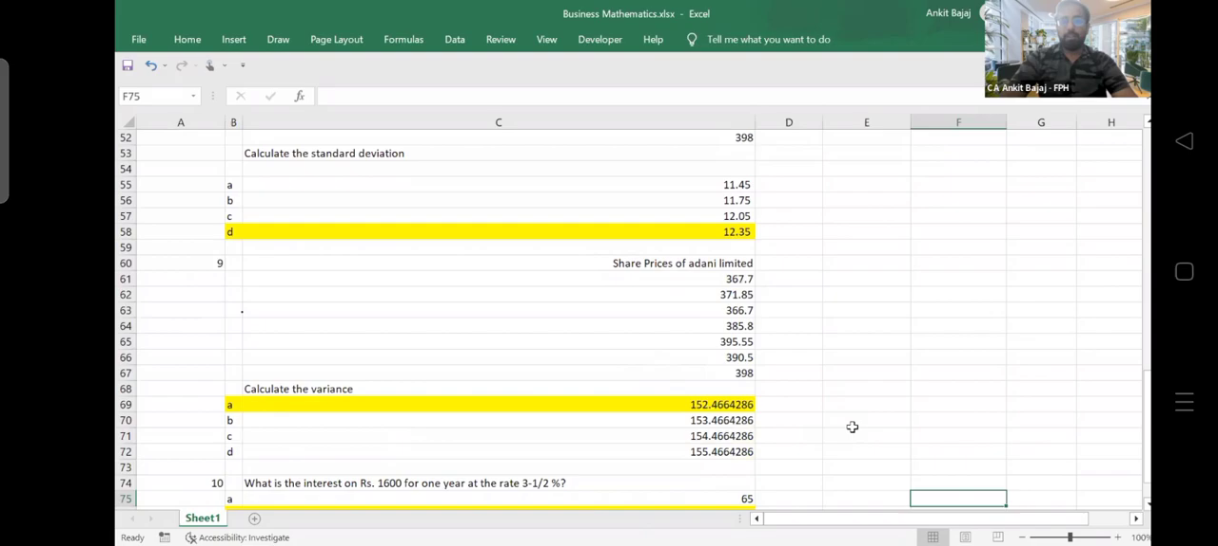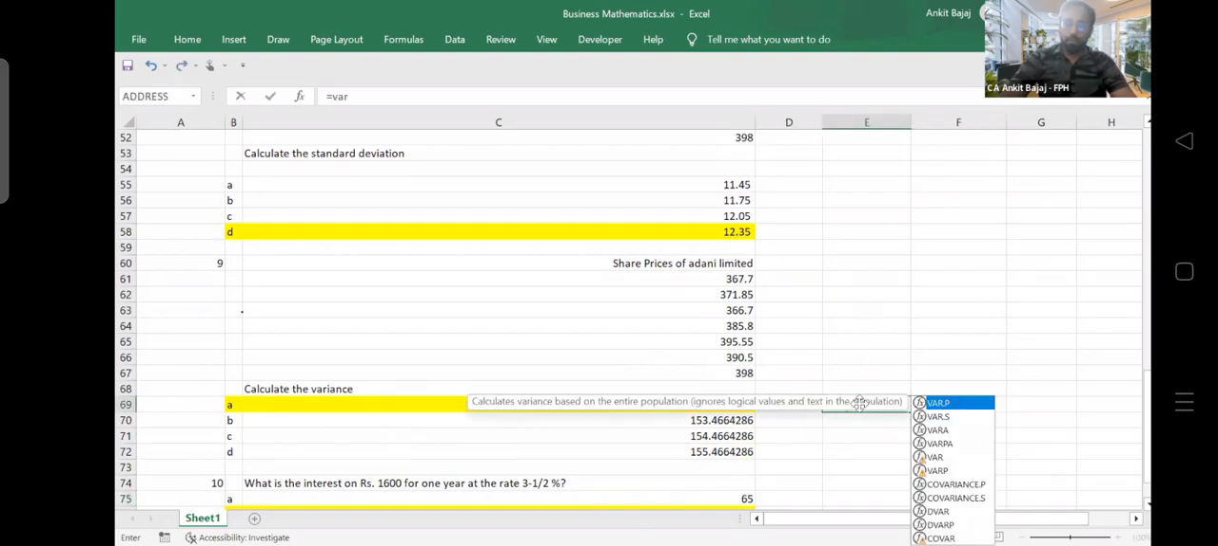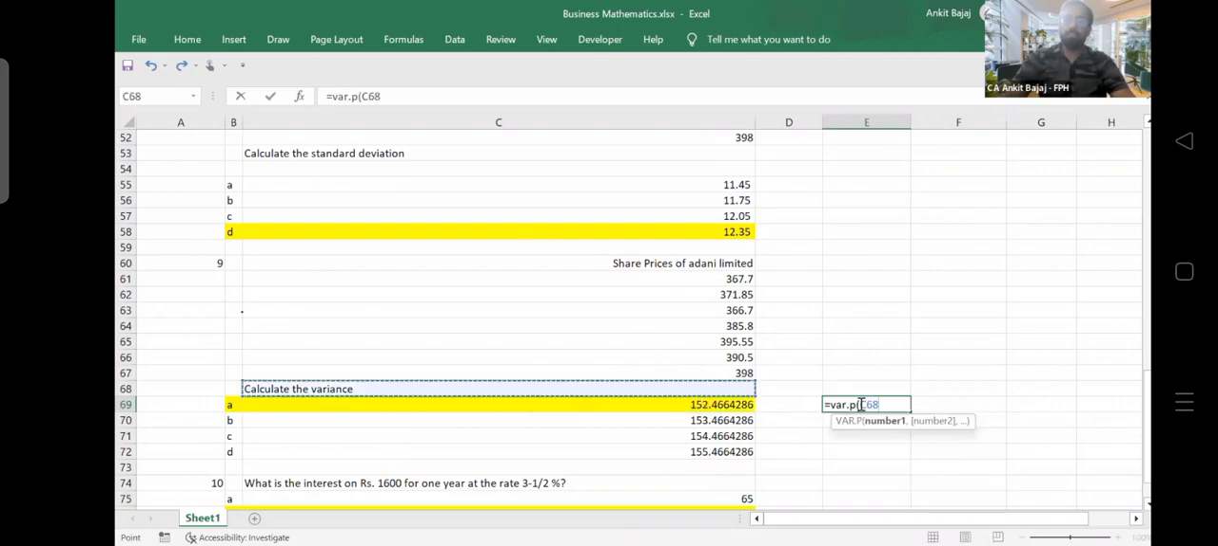Now here we have to calculate the variance using the same question. So what is going to be the variance? We use the formula VAR.P, open the bracket, select these values, and you will get the answer, right?